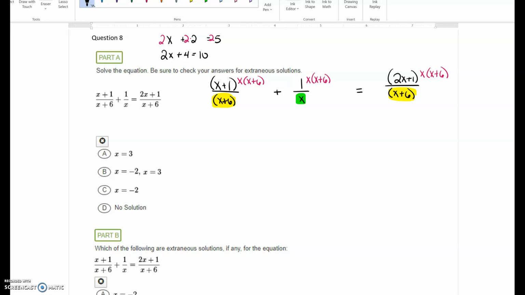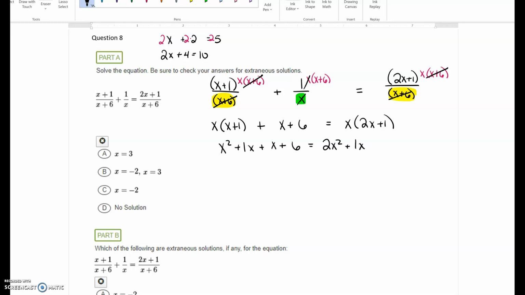All right, now what happens? This kills the fractions. x plus 6 cancels. We're left with x times x plus 1. In the next one, the x cancels, and we're left with x plus 6. x plus 6 cancels. We're left with x times 2x plus 1. Now, distribute, combine like terms. So we've got x squared plus 1x plus x plus 6 equals 2x squared plus 1x.